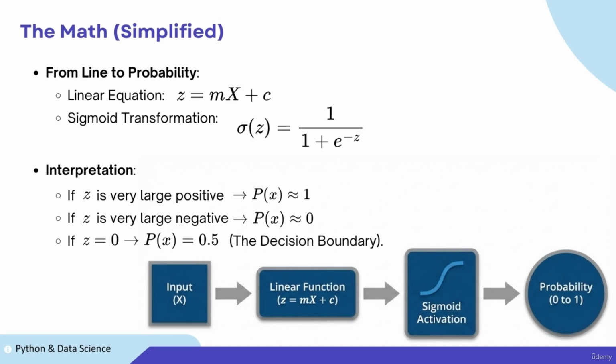Let's look at the math behind the curve. This is the sigmoid function. The formula is sigma of z equals 1 divided by, open parentheses, 1 plus e to the power of negative z, close parentheses. Here, z is just our old linear equation, mx plus c. Notice what happens. If z is a massive positive number, the function becomes 1. If z is a massive negative number, the function becomes 0. It acts like a mathematical switch, providing a smooth transition from false to true.